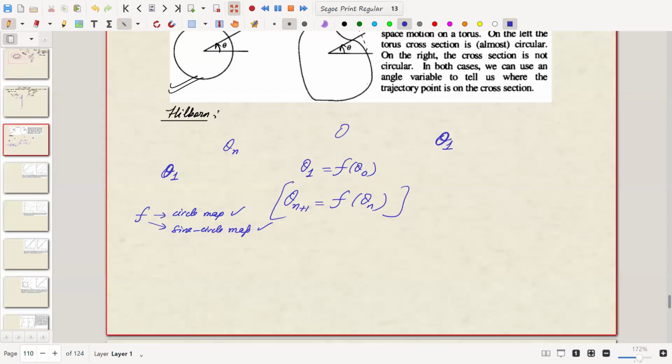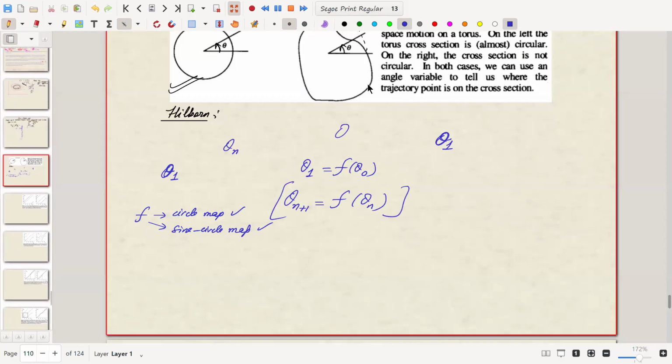Usually we should make some notation. I told you that you have a circle like this. This is the baseline.